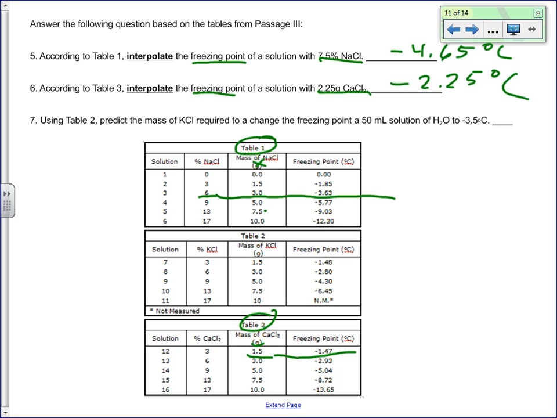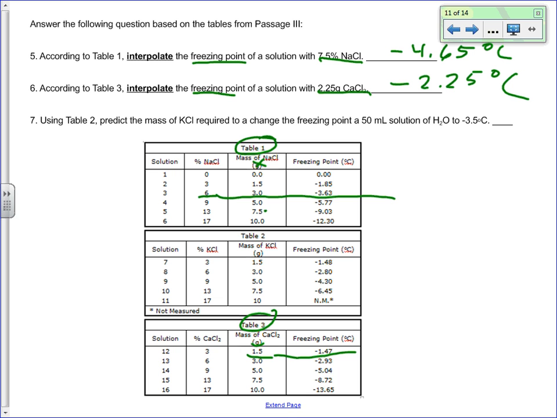All right. And last but not least, let's get to 7 and 8. Volunteer for 7. Thank you, sir. First, I went to table 2. Using table 2 to predict the mass of the KCl required to change the freezing point of a 50 milliliter solution of H2O to negative 3.5.